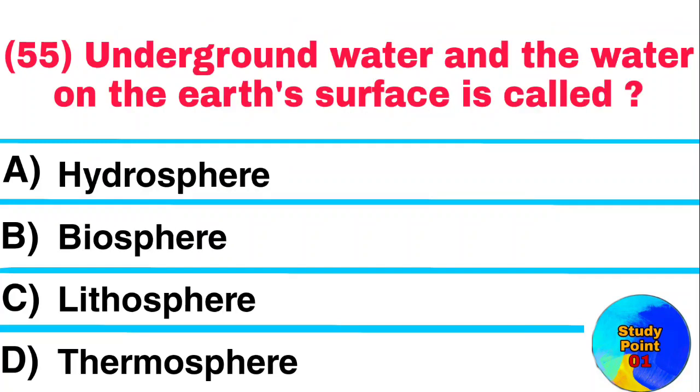Question. Underground water and the water on the Earth's surface is called A. Hydrosphere, B. Biosphere, C. Lithosphere, D. Thermosphere. Answer. Hydrosphere.